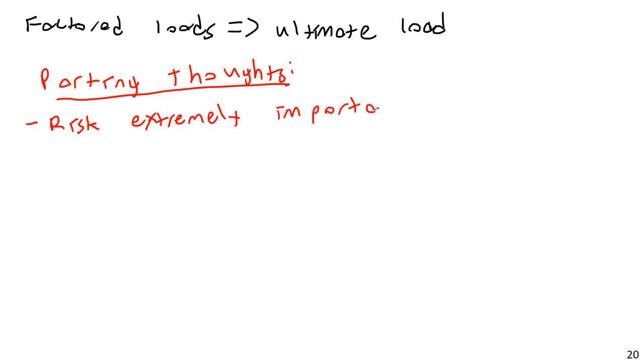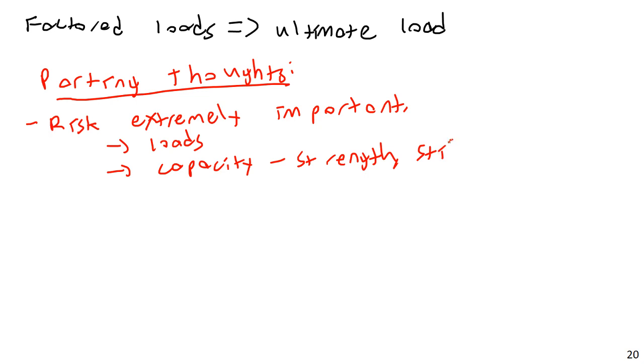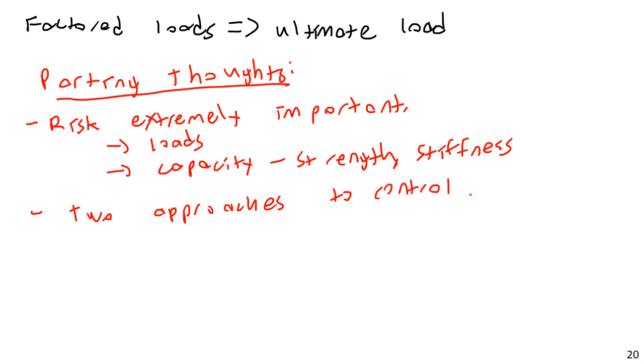There is always risk in the world. There's always variability and unknowns in both your strength and in your loads. And again, we have uncertainty in loads and uncertainty in capacity, strength, stiffness, that sort of thing. Capacity meaning strength and stiffness. And there are two approaches to control risk. And these are LRFD and ASD.